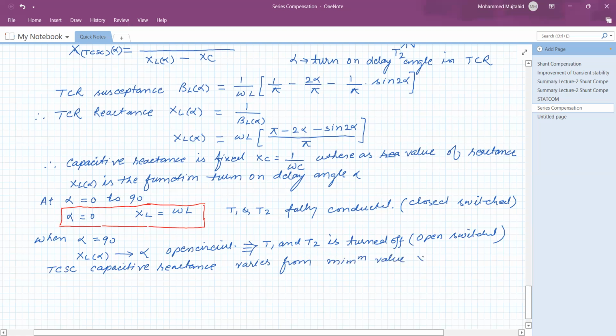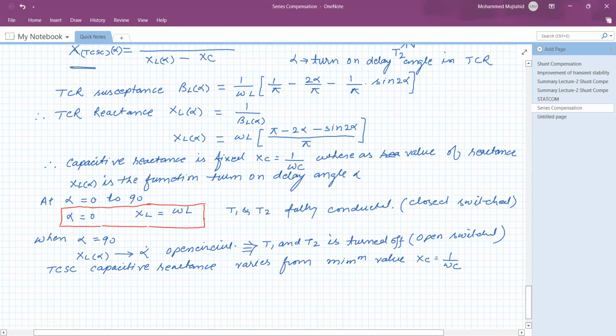What is the minimum value? When XC is equal to 1 upon omega C, the value is at a higher value, and the degree of compensation can be controlled. So by controlling the thyristor controlled reactor, it is possible to control the entire value of the TCSC reactance. That is this one. We want to control the TCSC reactance. Therefore, the TCSC reactance is a function of the inductor, isn't it?